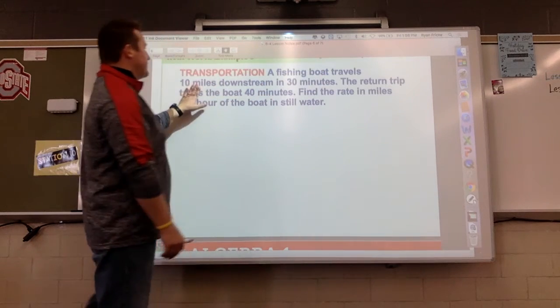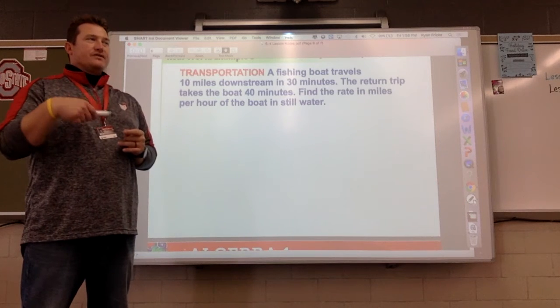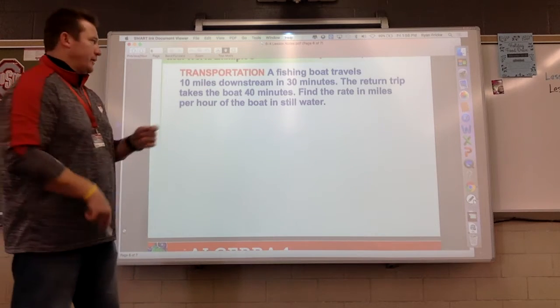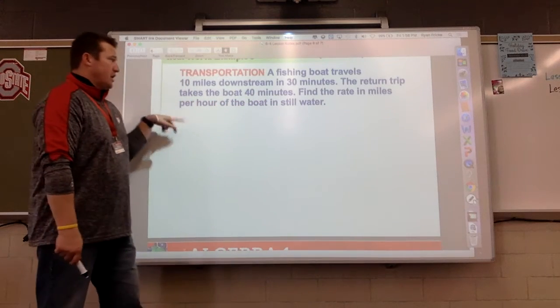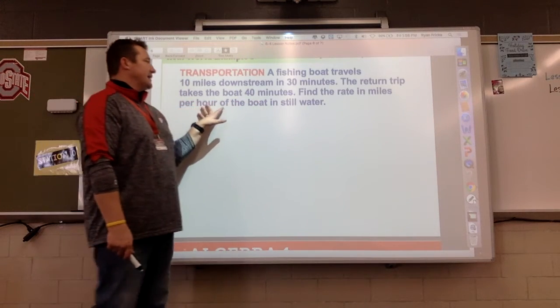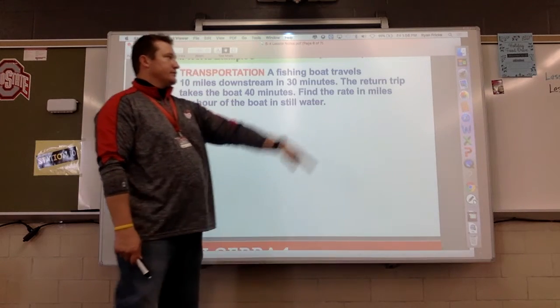A fishing boat travels 10 miles downstream in 30 minutes. Why would they use the word downstream? How does that help? The return trip takes the boat 40 minutes. Find the rate in miles per hour of the boat in still water.